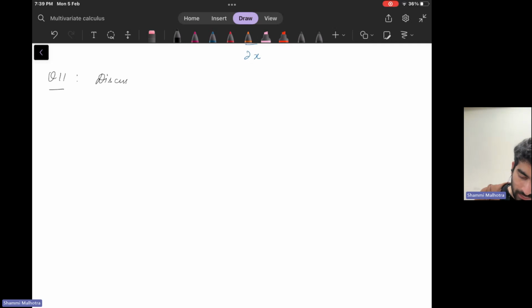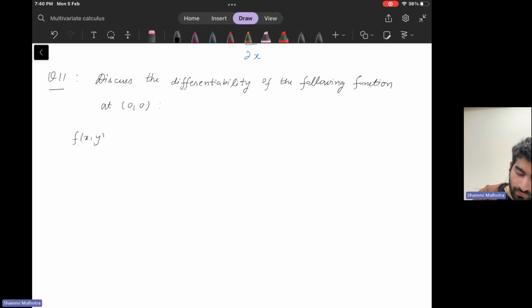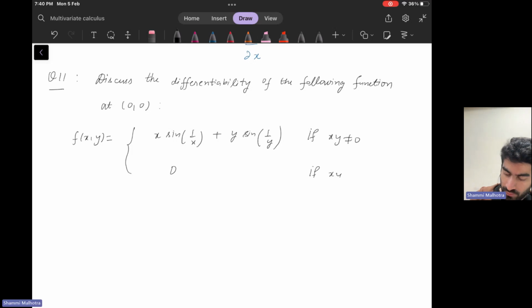So discuss the differentiability of the following function at (0, 0), where the function is given as x sine 1 by x plus y sine 1 by y if xy is non-zero, and 0 if xy equals 0.